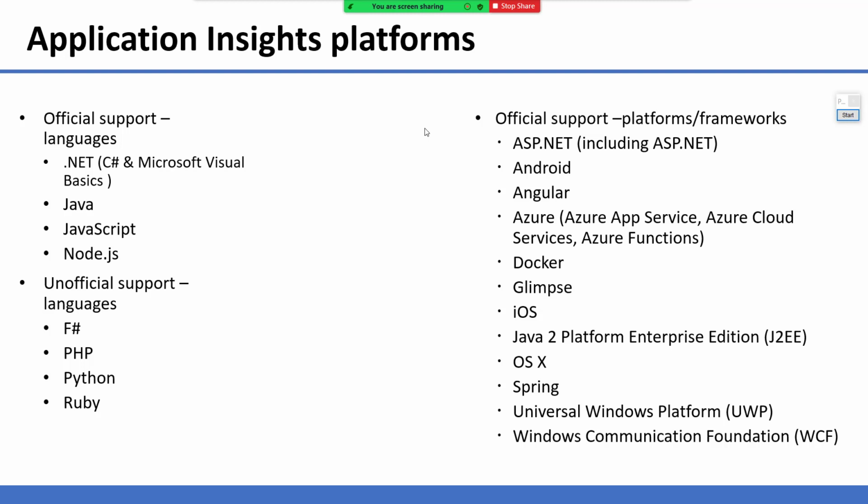If we see what kind of platforms are supported, ASP.NET, Android, Angular, Azure, Docker, Glimpse, iOS, Java EE, OS X, Spring, Universal Windows Platform, WCF, etc. They all are supported, right? So you can send data related to these platforms to Application Insight.